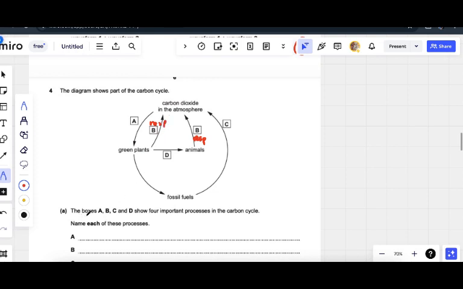You say the boxes A, B, C, and D show 4 important processes in the carbon cycle. Name each of these processes. What is process A? Where you have the carbon dioxide all the way to making the fossil fuel. What is it? Carbon dioxide taken from the air.